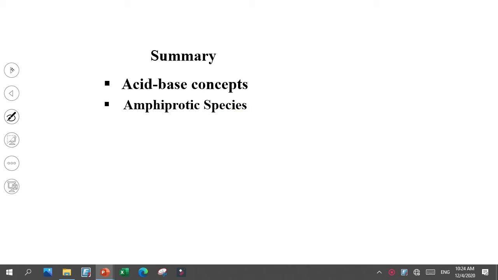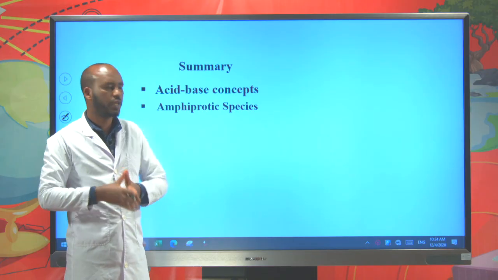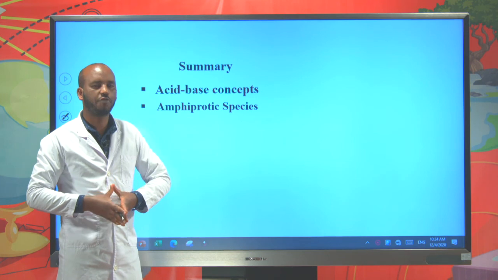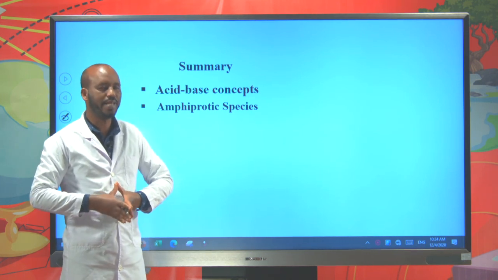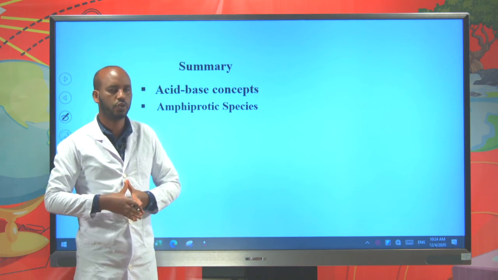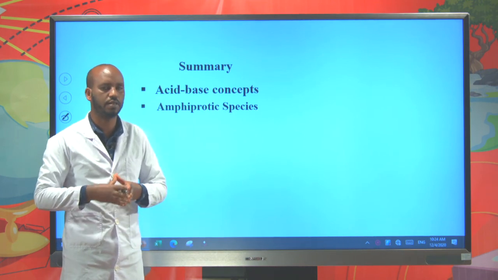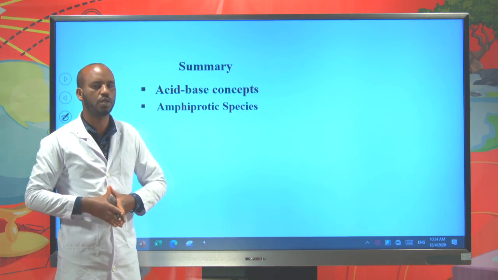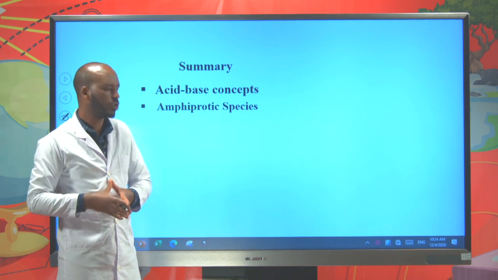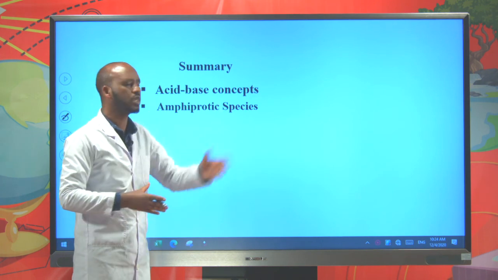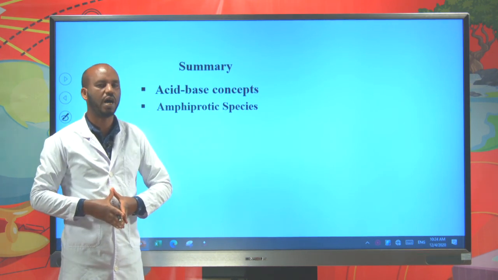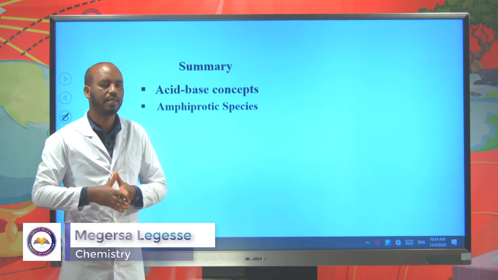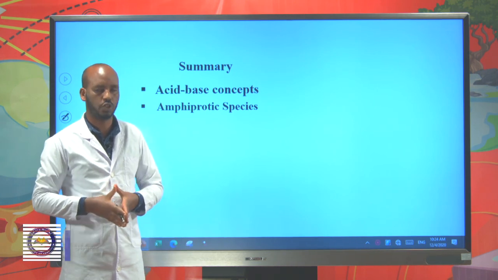Students, in our today's lesson, we discussed acid-base concepts. There are three ways of classifying acids and bases in current use. These are the Arrhenius system of defining acids and bases, the Bronsted-Lowry concept of acids and bases, and the Lewis concept of acids and bases. We also learned about amphiprotic species. Amphiprotic species are species which may either gain or lose a proton. They act as both an acid and a base.